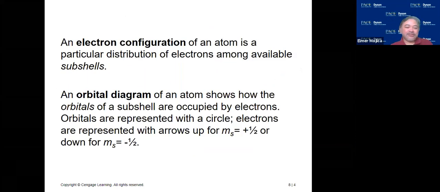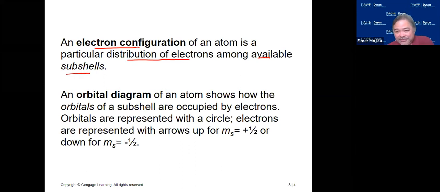So what happened now? We already have the designation, the 1s, the 2s, the 2p. So we can use that concept in arranging how electrons are going to fill up in a given atom. The way that we call them is electron configuration. If you look at the electron configuration of an atom, this is just the distribution of electrons among available subshells.